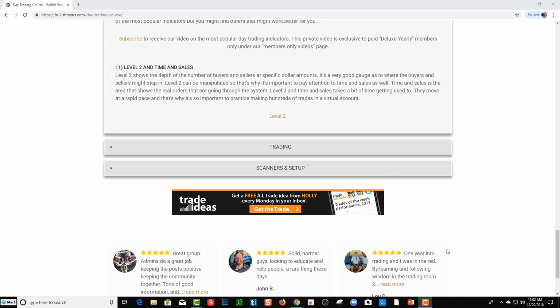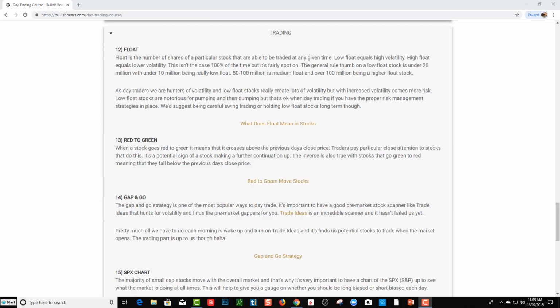Level 2 talks about all the different buyers and sellers. We talk about time and sales and level 2. Again, level 2 can be manipulated, so I wouldn't completely rely upon it, but it's a nice gauge to keep an eye on. And time and sales is really important because you can see when the orders are being filled. So we give you an overview on level 2 and time and sales.